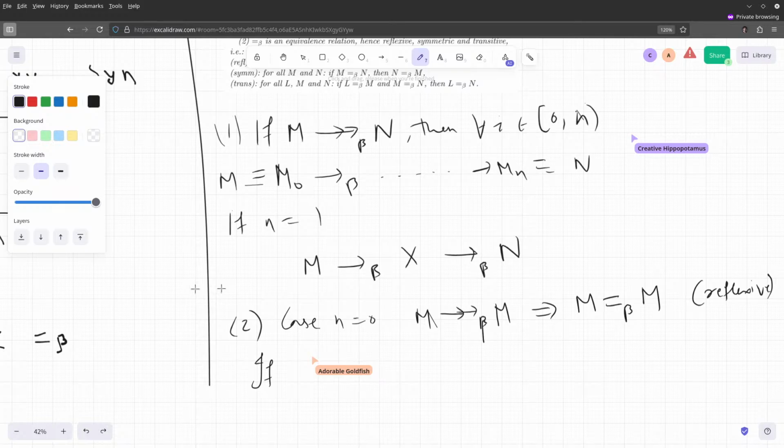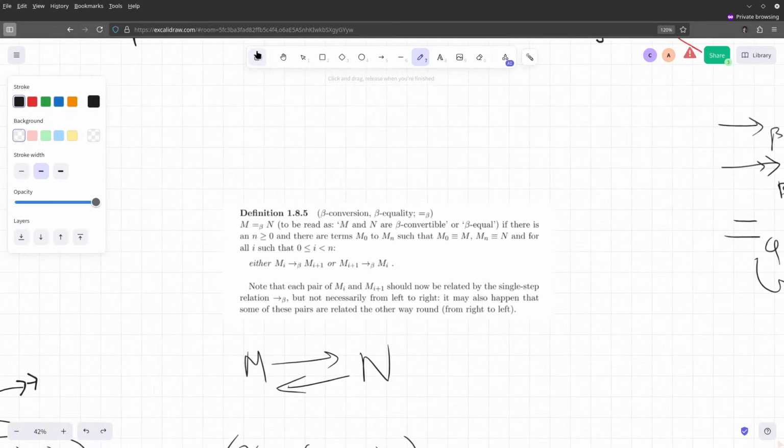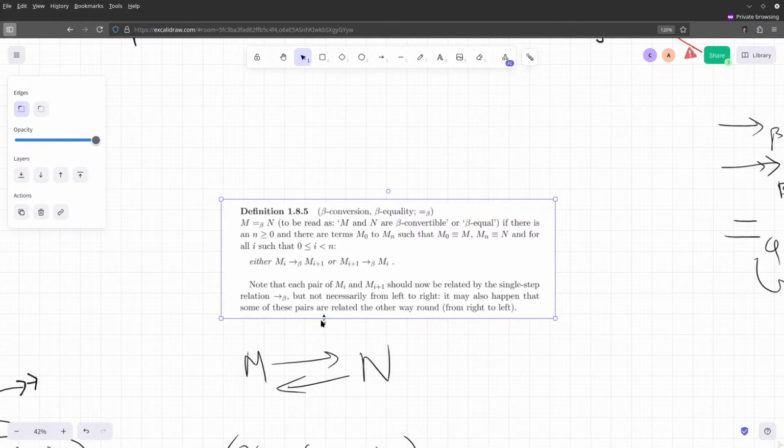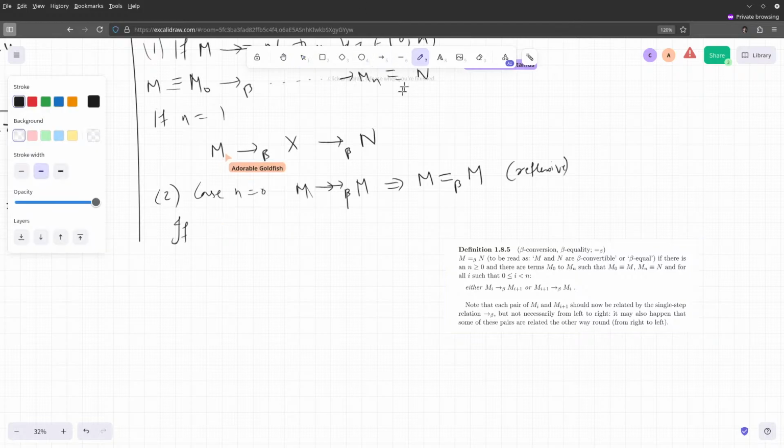Sorry, but I don't think so. Here's the trick with the either thing. Wait a second. We have this thing. So in this definition, we say that we have either forward or backward. How can it be chained with symmetry? So if we have Mi to Mi plus 1, how can it be equal?